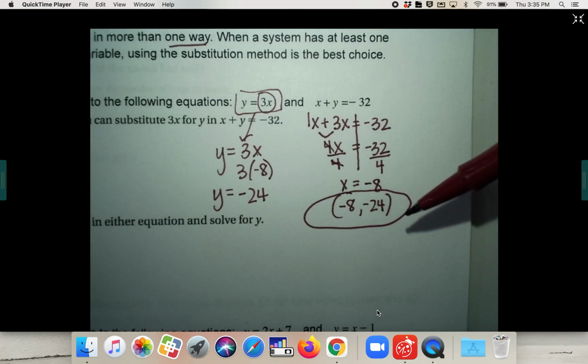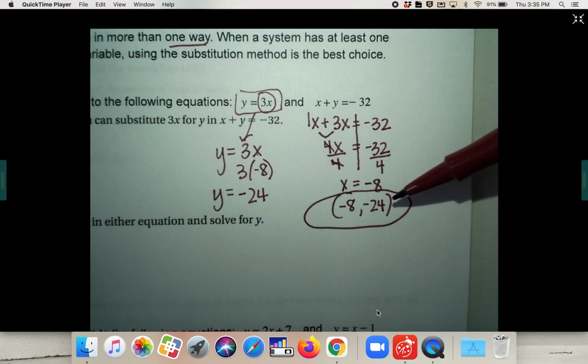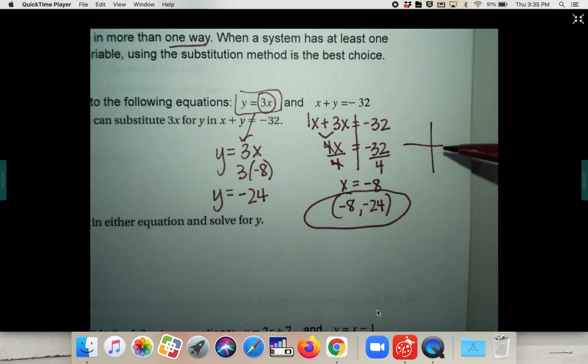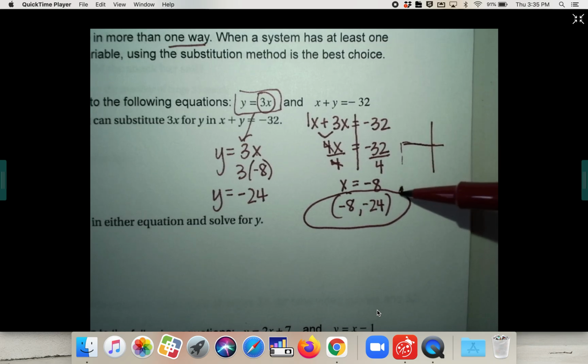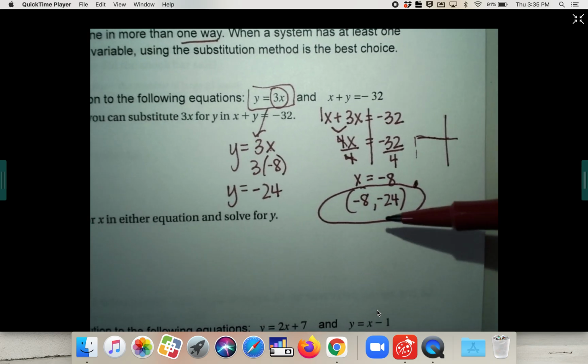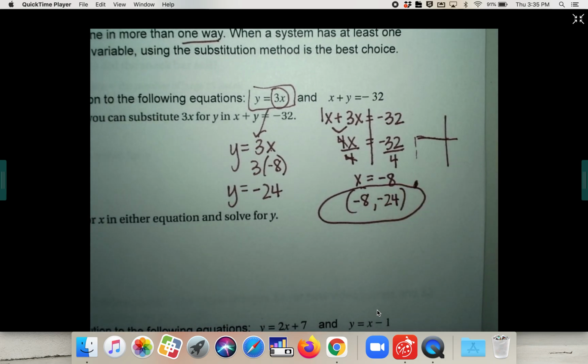And this is an example of why we do not always use graph paper. If I gave you a piece of graph paper, negative 8, negative 24 would be way over here and way down here at negative 8, negative 24. It'd be way off the graph that we usually give you as far as graph paper. So that's why it's important to be able to solve it in a different way than just graphing.